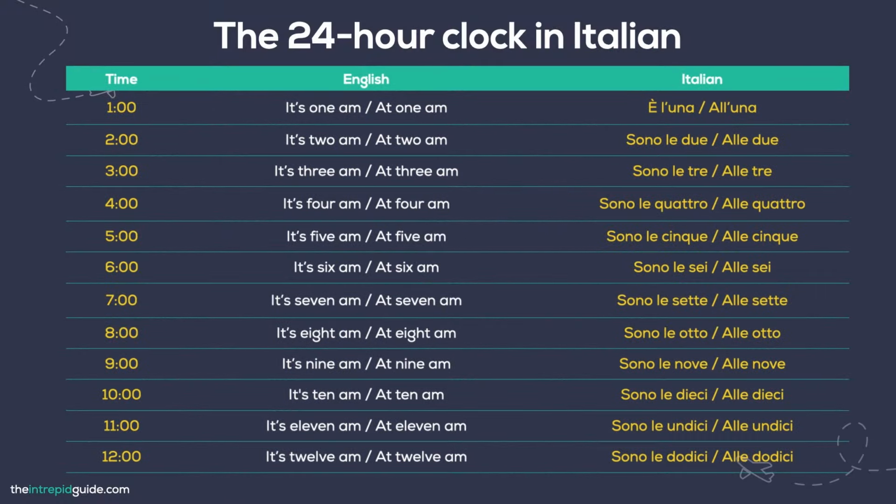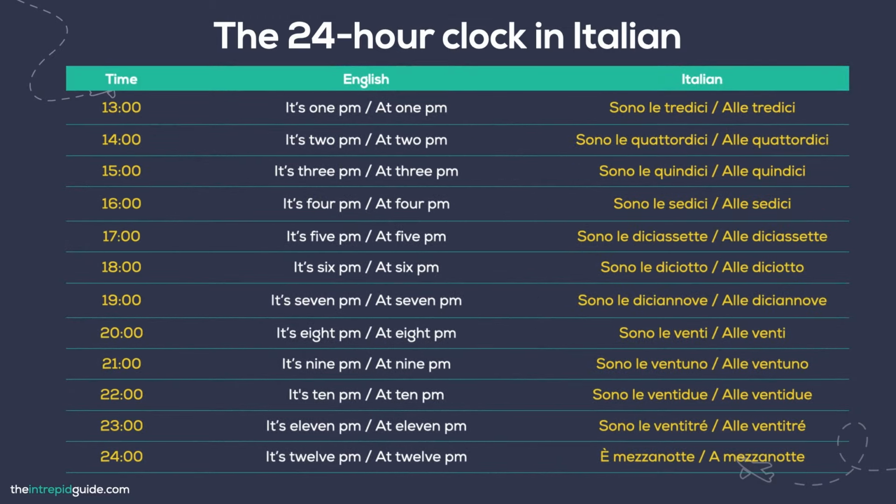Having already covered the numbers from 1 to 12 in the previous section, now let's focus our attention starting from 13 up to 23. Sono le 13. Alle 13. It's 1 p.m. At 1 p.m. Sono le 14. Alle 14. It's 2 p.m. At 2 p.m. Sono le 15. Alle 15. It's 3 p.m. At 3 p.m. Sono le 16. Alle 16. It's 4 p.m. At 4 p.m. Sono le 17. Alle 17. It's 5 p.m.